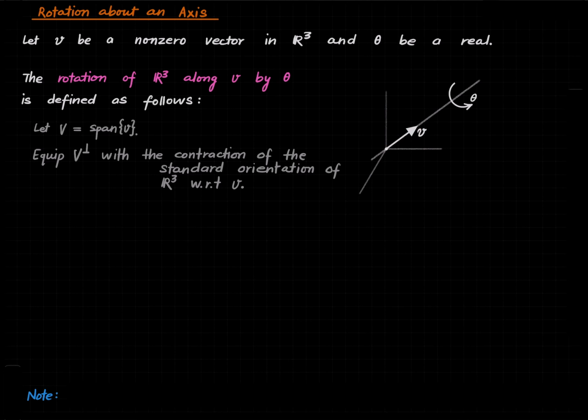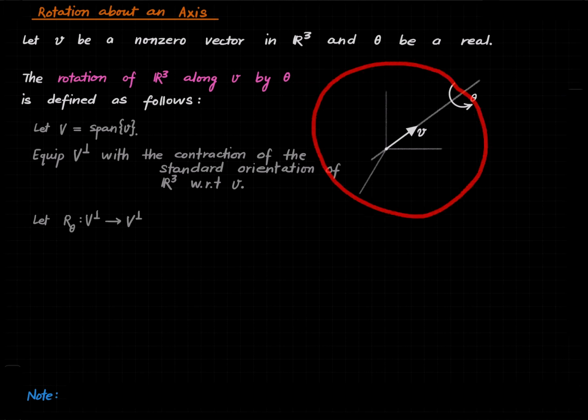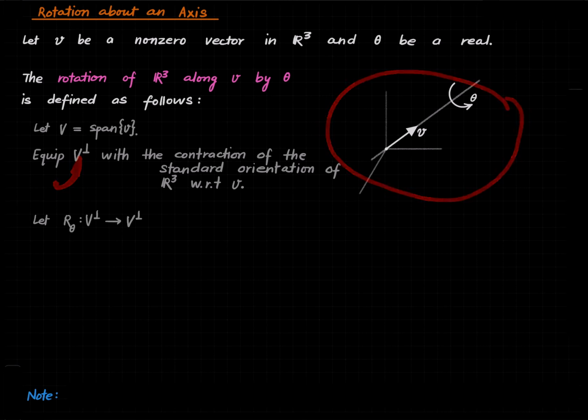Okay, and now let R theta be rotation by theta of V perp. V perp is an inner product space. Since it is a subspace of R3 and R3 is an inner product space, V perp is also an inner product space. I should mention, but usually such things are not mentioned, that this has been equipped with the restricted inner product. There is an inner product on V, you can just restrict it to V perp, and therefore V perp is also an inner product space.